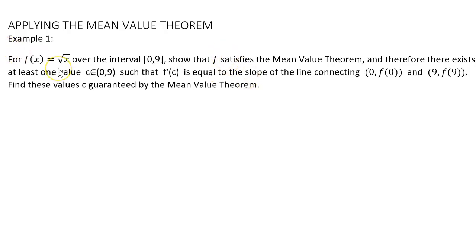So think about the square root of x function. We know that it's continuous. We also know that over the interval 0 to 9, it's differentiable. Remember, to the left of 0, the function does not exist. So 0 to 9 is within the differentiable realm.